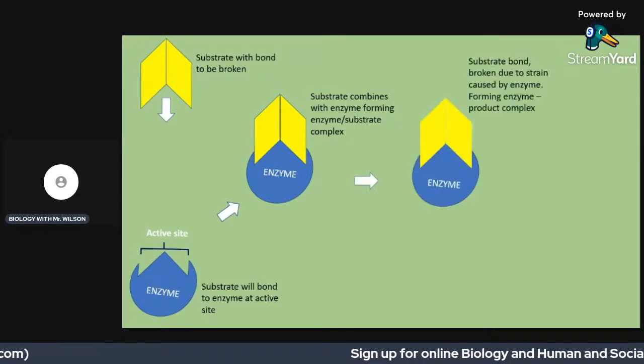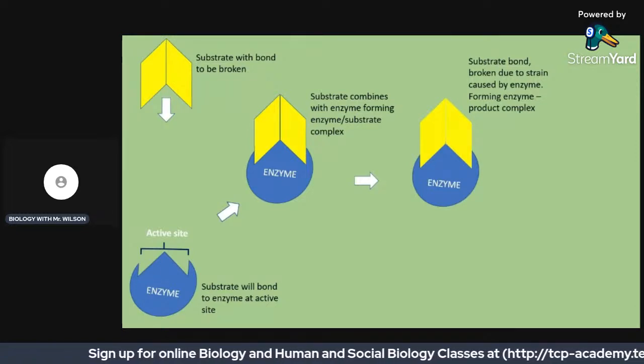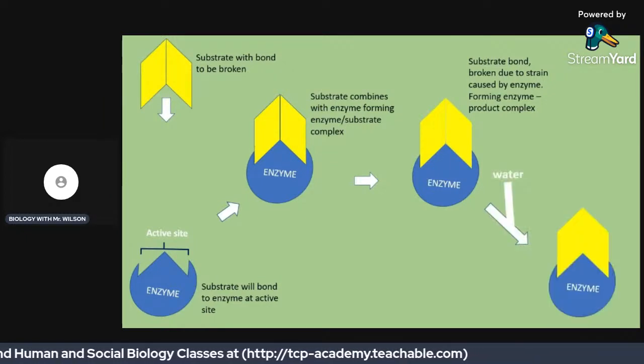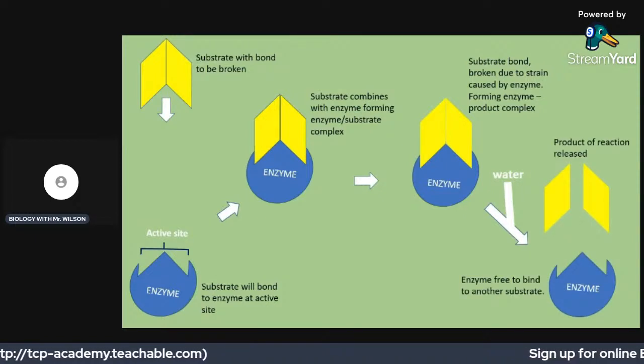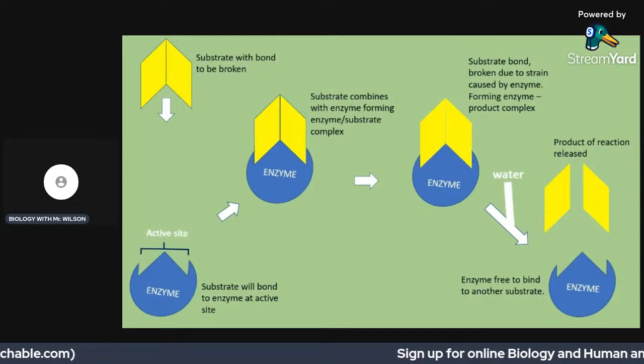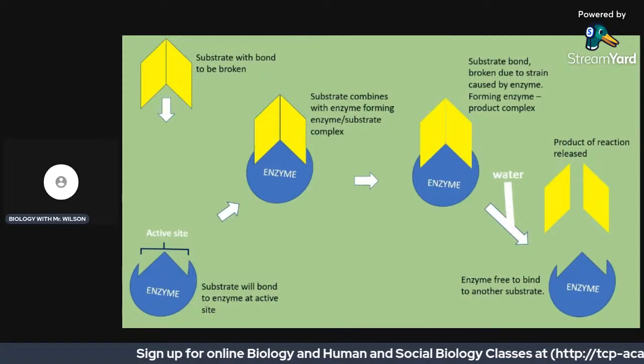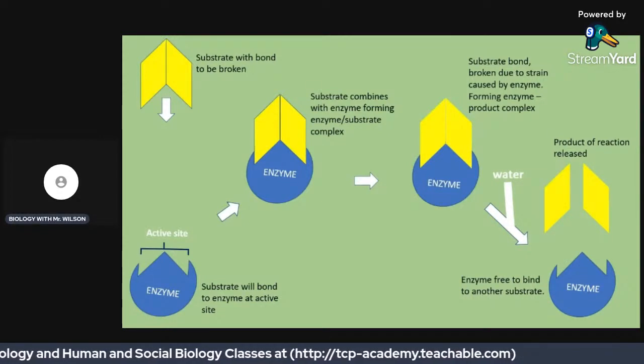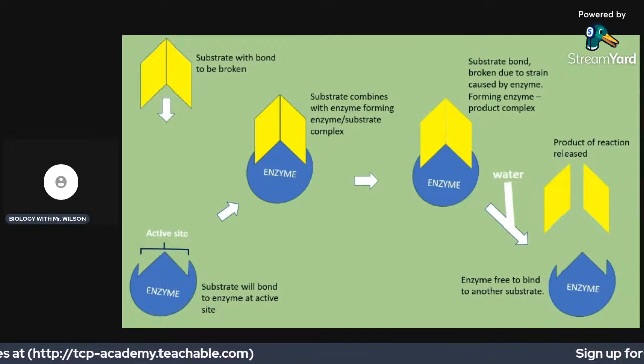The reaction continues. The substrate bond is broken due to strain caused by the enzyme, forming an enzyme-product complex. Water is also a part of the reaction. The enzyme now releases the product and is free to combine with another substrate to continue the many reactions. If the yellow substrate here were starch, then the product here would have been glucose.